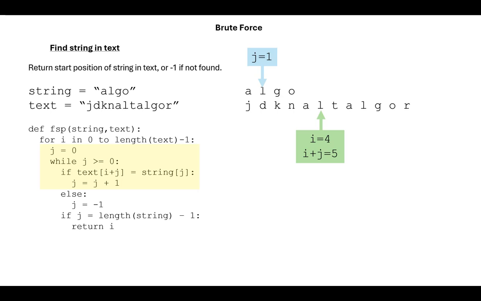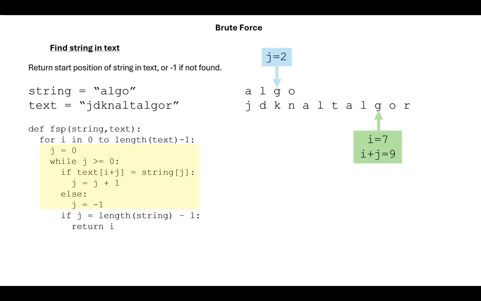Again, the item at i plus j is the same as j in the string, text and string respectively. So we do the next one. Here we find the comparison fails. We set j to -1 and we go back to i equals 5. So we step back to the next comparison point. We keep going a little bit until we get here. And again, we have successful comparisons all the way through.